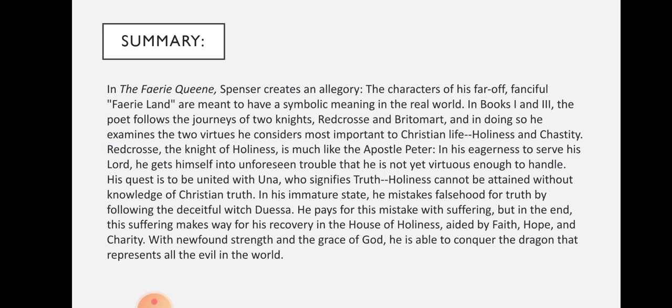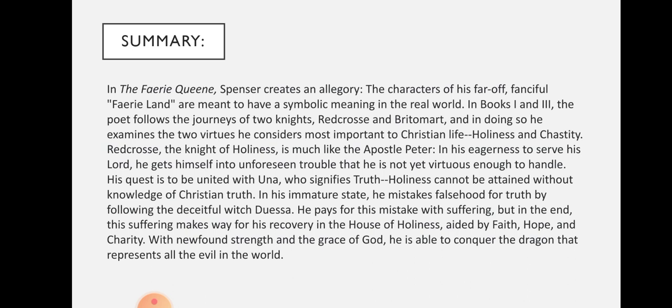In The Fairy Queen, Spenser creates an allegory. We'll talk in detail about what this word stands for. The characters of his far-off, fanciful fairy queen are meant to have a symbolic meaning in the real world. In books one and three, the poet follows the journeys of two knights, Red Cross and Britomart, and in doing so, he examines the two virtues he considers most important to Christian life: holiness and chastity. Both are very important things in Christian morality.